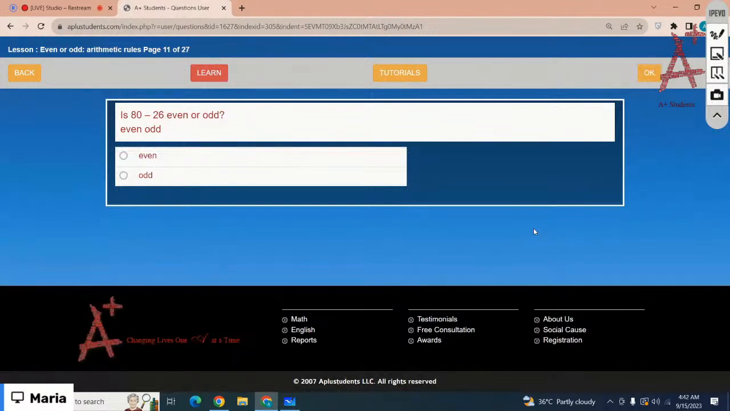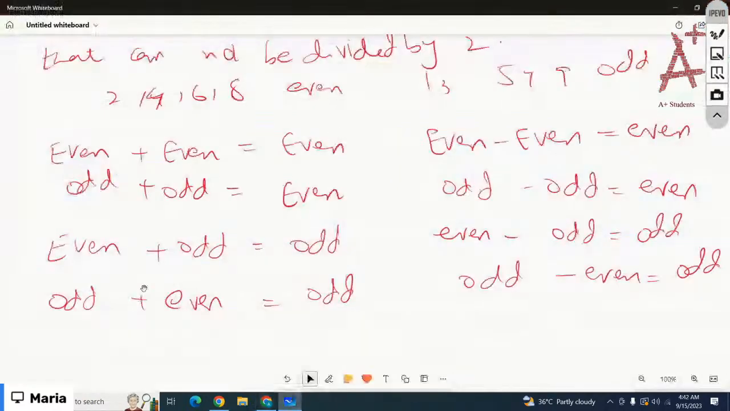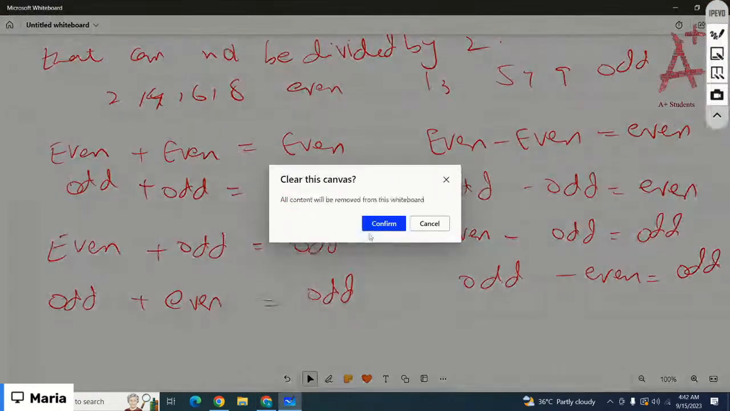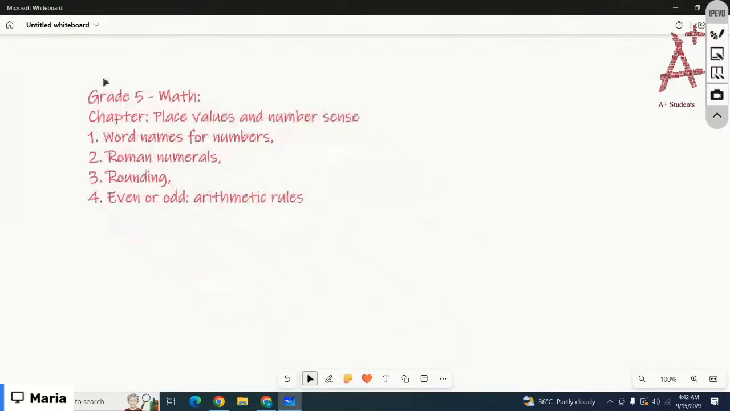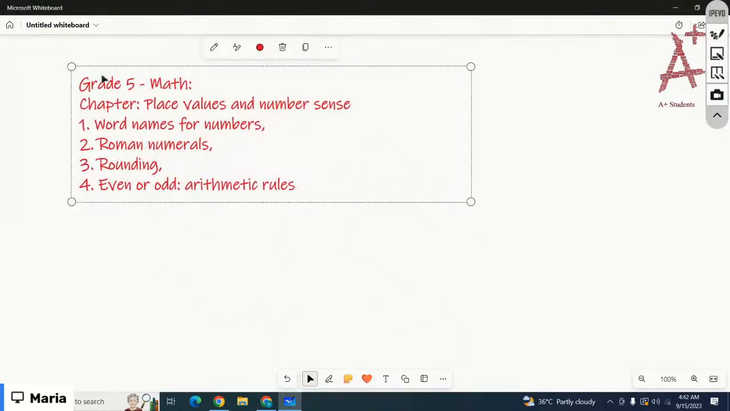Okay, we are done with the lesson. So we were working on grade 5 math. The chapter we're working on is place values and number sense. The lessons we have covered today are word names for numbers, Roman numerals, rounding, even or odd arithmetic rules, right?